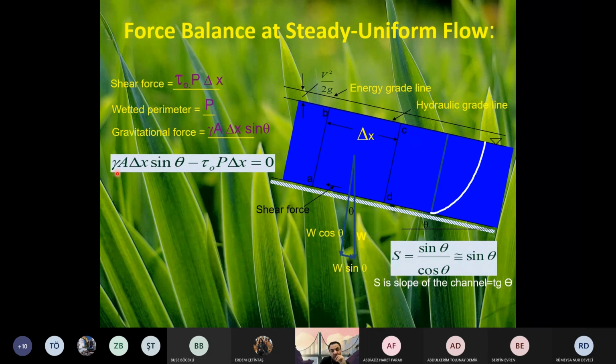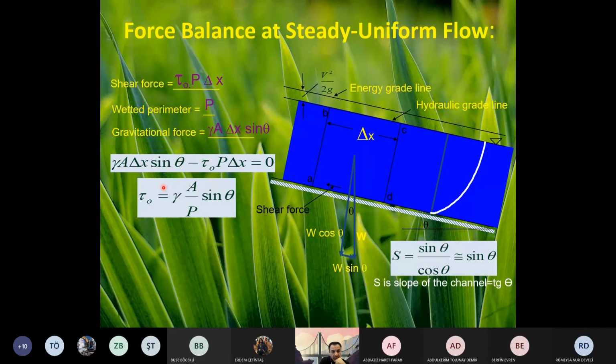10 to the power of 4. You remember, 10 to the power of 4 Newton per cubic meter. It is at hand. Cross-sectional area, it is at hand. Delta X, we defined it. Here is, for example, a small length of river at hand. Sine of theta, from geometry of channel, it is at hand. Weighted parameter at hand. Delta X at hand. Therefore, what is unknown here? The only unknown is shear stress.